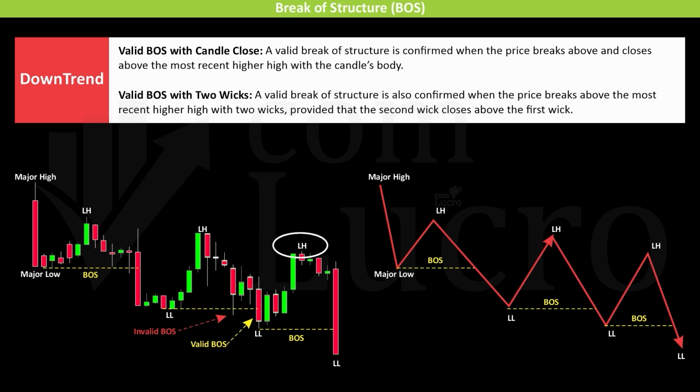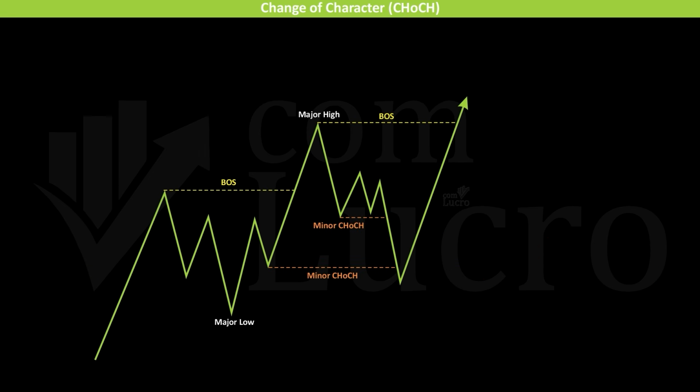Having explored various types and scenarios of break of structure patterns, and now possessing a solid understanding of what constitutes a valid BOS, let's delve into another key aspect of market structure mapping, the change of character, or CHoCH. The first step in identifying a valid change of character involves determining the general market direction, whether it's an uptrend or downtrend. Next, you need to highlight the valid breaks of structure on your price chart.